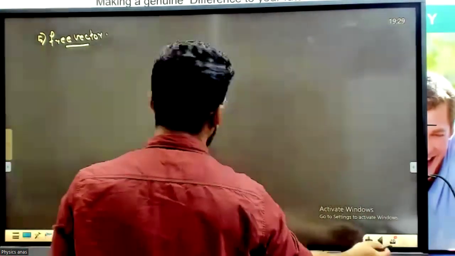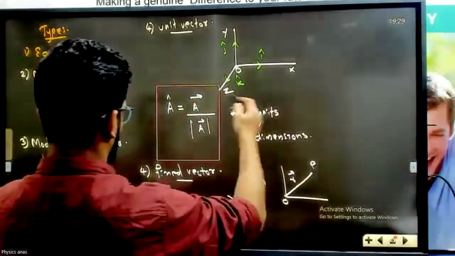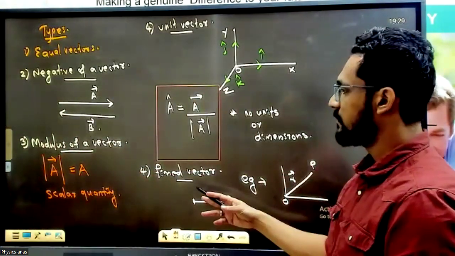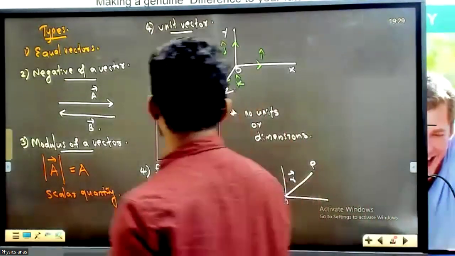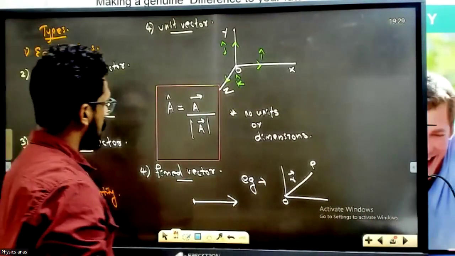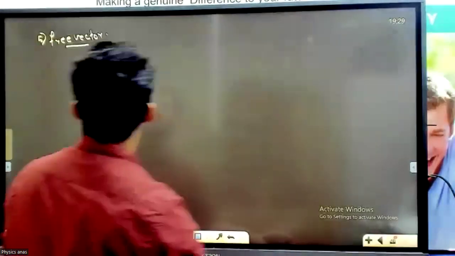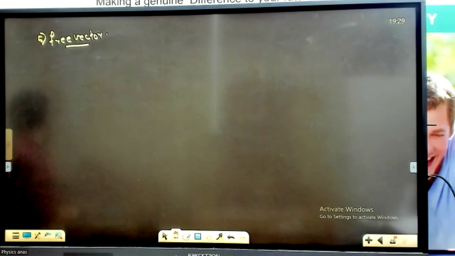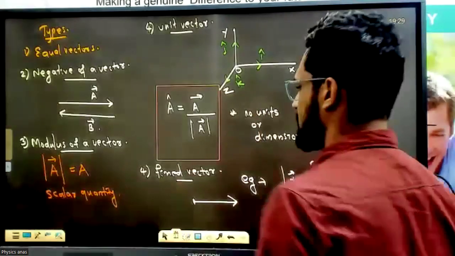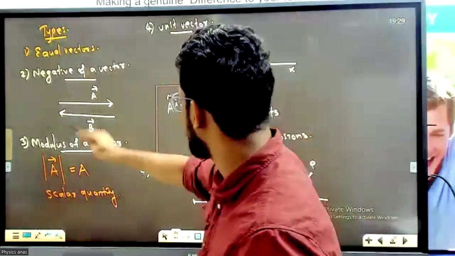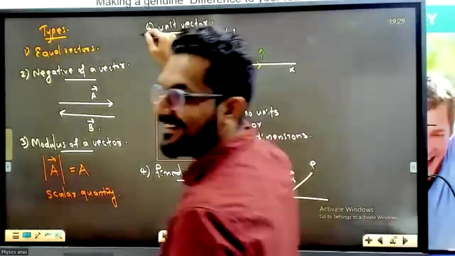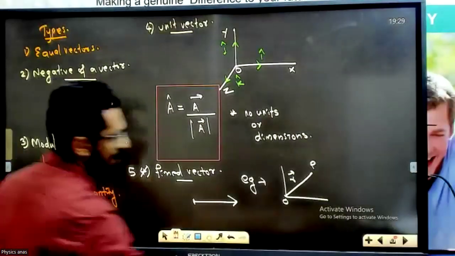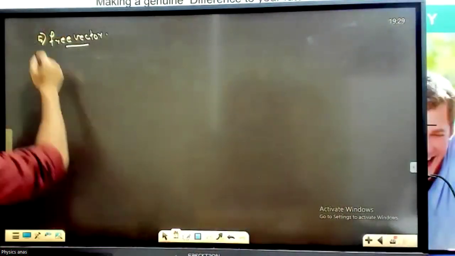That's 6. 1, 2, 3, 4. Four again, fixed vector. So unit vector was 4. Unit vector, then fixed vector, then free vector. That will be 5, right? Sir, 1, 2, 3, 4. Unit vector is 4 and this is 5. Now this is 6.